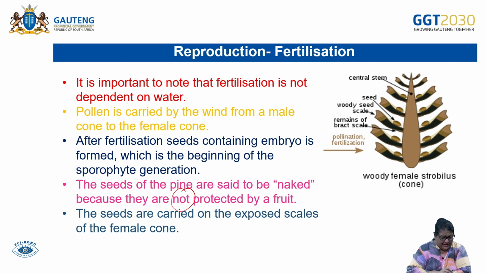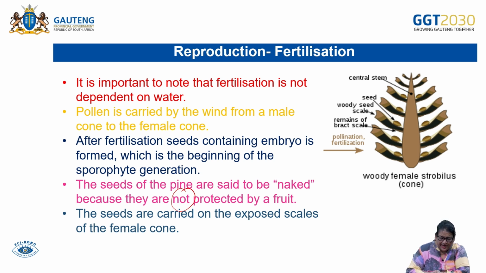Okay, the seeds are carried on the exposed scales of the female cone. So here is the female cone. You can see it's large. You can see how the ovuliferous scales are arranged in a spiral. So it's easy for the pollen grains to simply fall onto these ovules, right? And you can see that this cone becomes very woody once the ovules are fertilized. Then it becomes a seed.